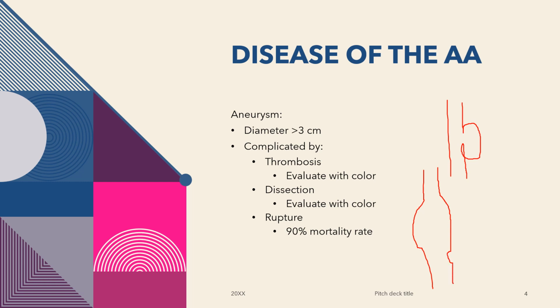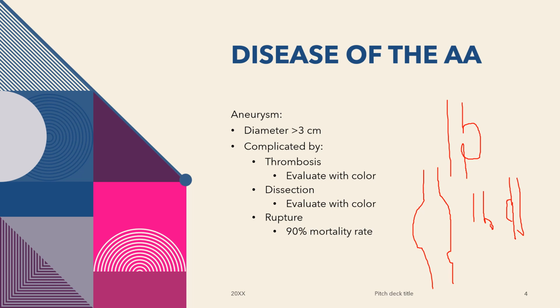There's also a pseudoaneurysm, where if there were to be some type of trauma to an aorta, that trauma would have been sealed off. It will seal itself off, however, you might identify a pocket of blood that can simulate an aneurysm. Some of the complications of an aneurysm include thrombosis.